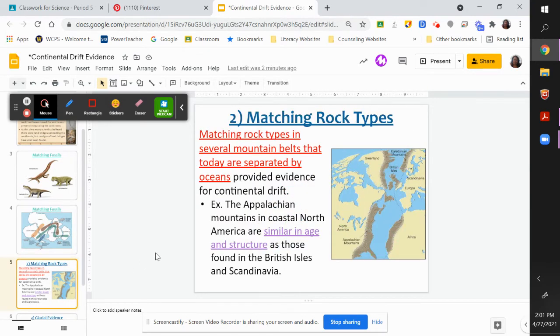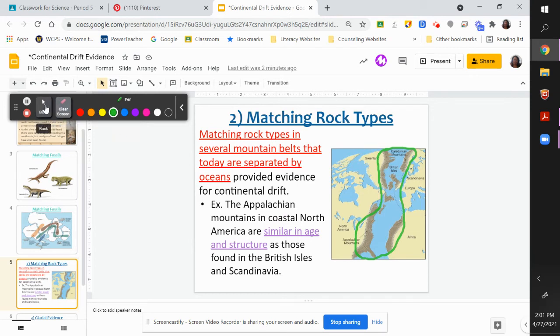Let's go to the second type. The second type of evidence is the matching rock types. Matching rock types in several mountain belts that today are separated by oceans provided evidence for continental drift. Okay, so see all of this section here. I'm going to go back to my pen. So see all of the brown edging here. This is all examples, all of the brown I'm trying to circle. These are all examples of mountains.